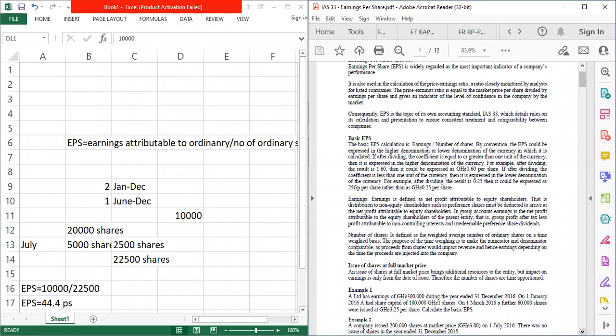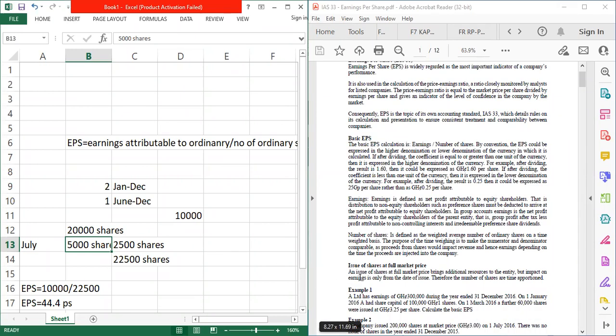If they say issue of shares at a full market value, we are talking about you issuing new shares during the year. That is what we have looked at over here, which is the 5,000. This is a new issue. From which date? July. That was 6 months. So we find 6 months of holding this one, add it to the shares that we have at the beginning. Then we use that for the earnings per share.